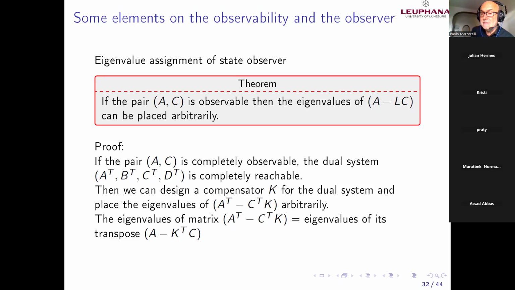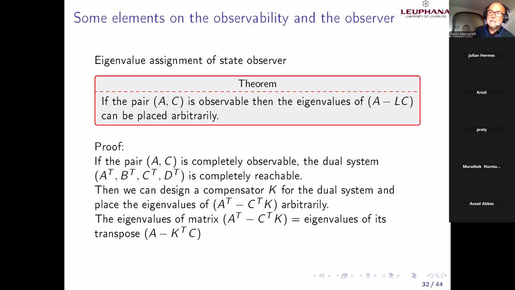If the system is observable, then the eigenvalues of A minus LC can be placed arbitrarily. Of course, we also have the theorem that goes in the other direction.